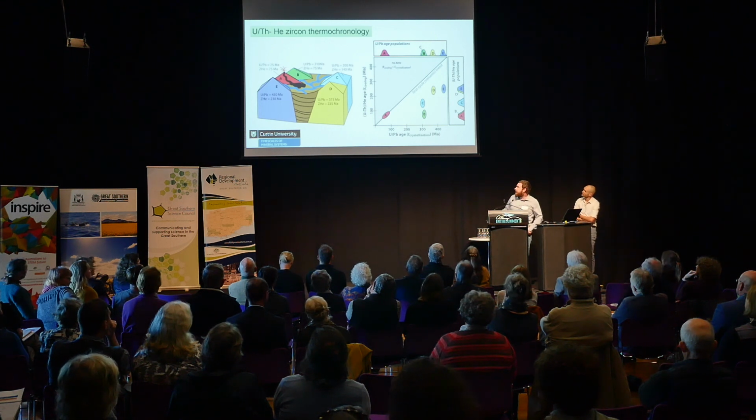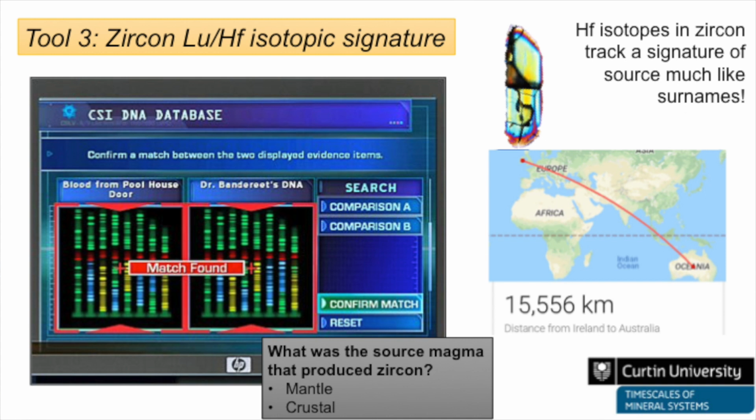Our final technique I want to talk about very quickly is like a DNA match. So much like people coming from Ireland, let's say, to Australia, retain their surname, Murphy, we can get a surname, if you like, from our zircon grains, and that helps us understand, has our zircon grain been produced from melting in the mantle, or has it been produced from melting in the crust?